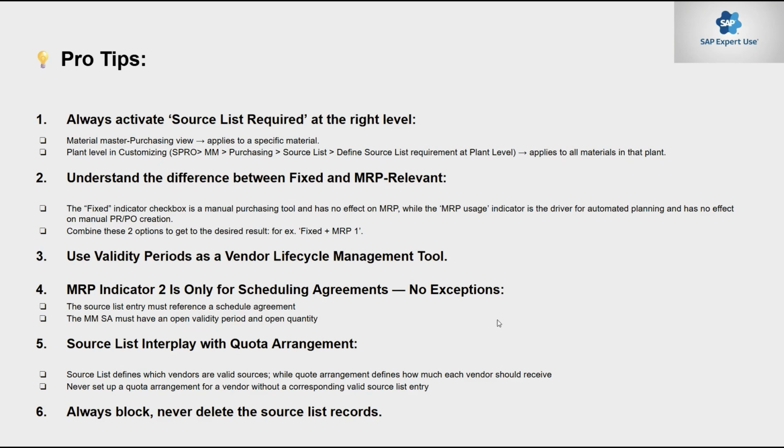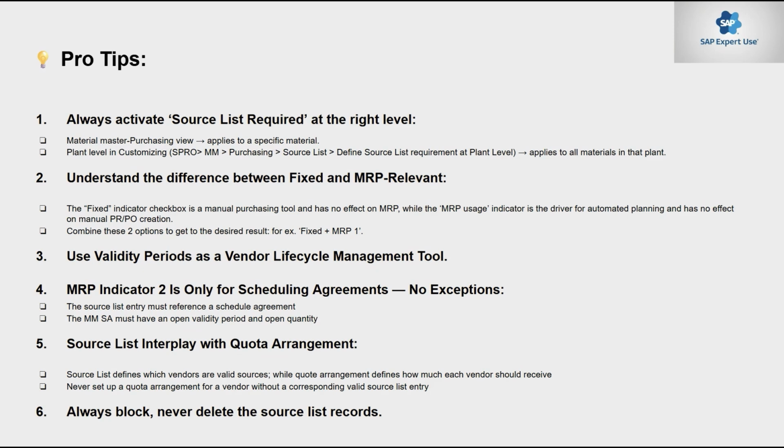Another thing I would like to mention is the way the source list interplays with quota arrangement. Source list and quota arrangements are complementary tools that work as a two-layer sourcing framework. Understanding the interaction is essential for complex multi-vendor procurement scenarios. Just to have a brief overview of the roles that each one has. So the source list defines which vendors are valid sources. So it is the approved list of vendors, let's say. You can activate or block specific sources in the source list.